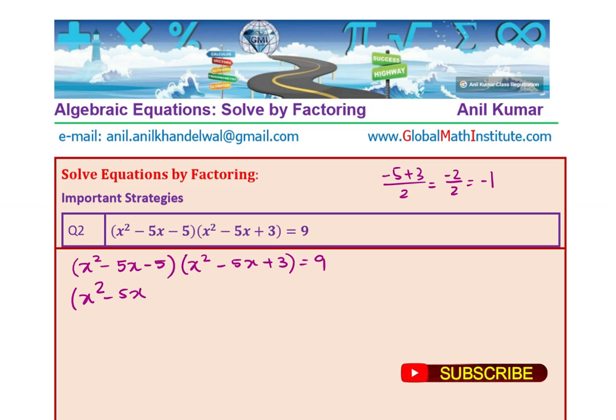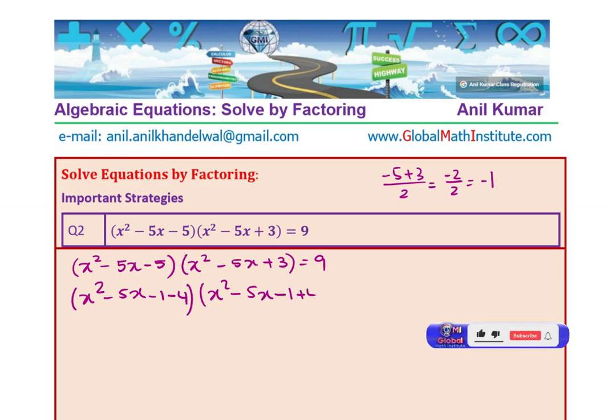Minus 4 will give me minus 5, right? So minus 1 minus 4. Here we have x square minus 5x, and this is minus 1, and to get plus 3 I have to do plus 4. Do you see that? So I kind of split it into these terms. And now I can actually factor the two, right?